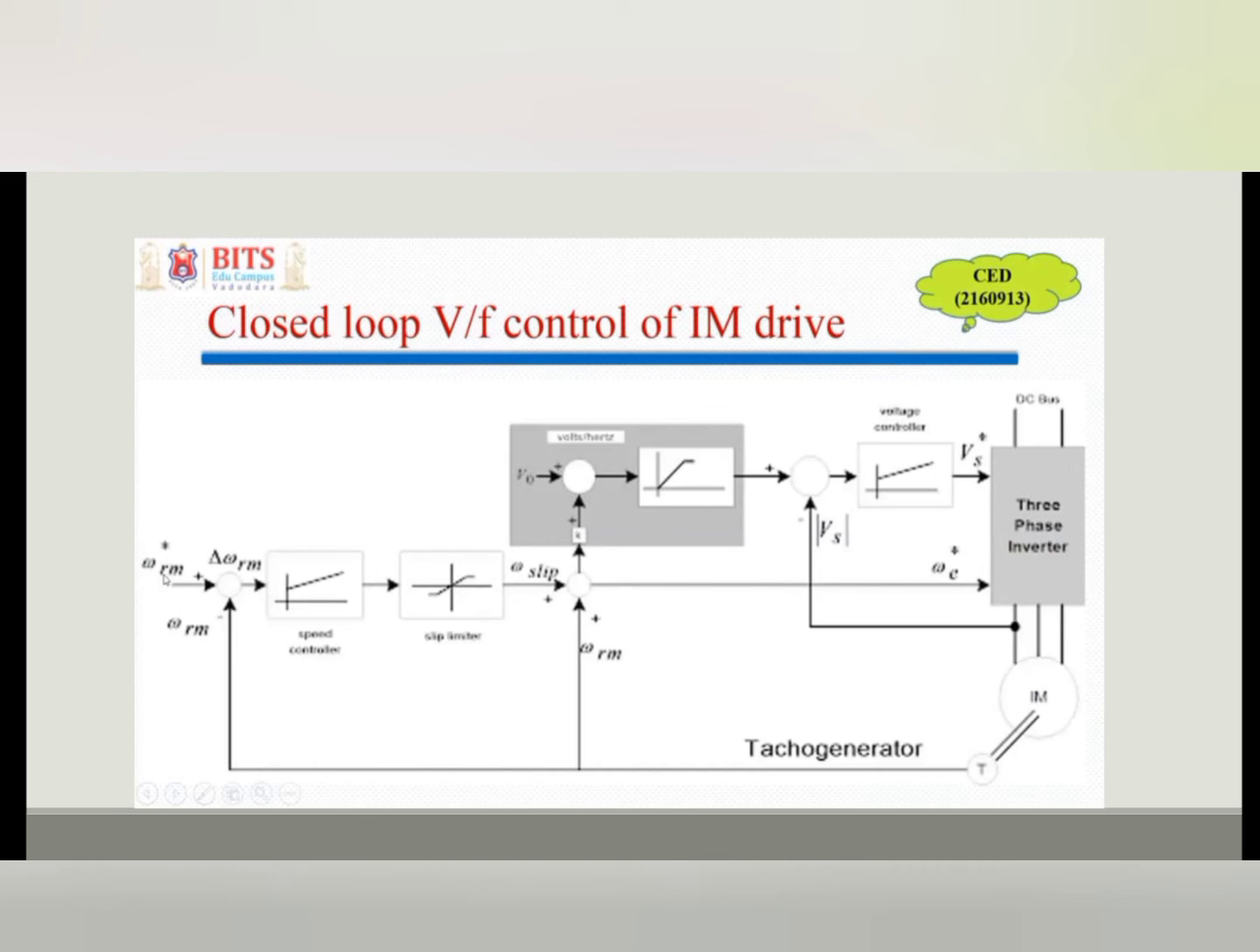Now the slip frequency is added to the rotor speed frequency Fn, which we get by multiplying rotor speed with P divided by 120. So we get the desired frequency F. The desired frequency F is converted to omega star by multiplying it with 2 pi. Now omega star is converted to omega t by integration.